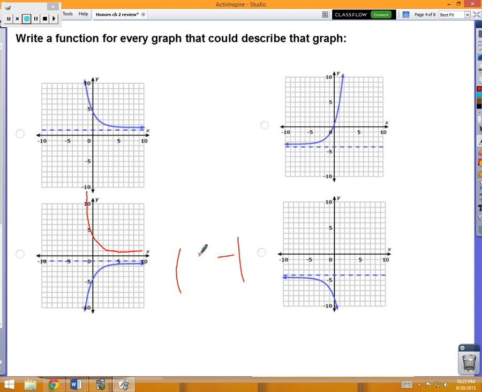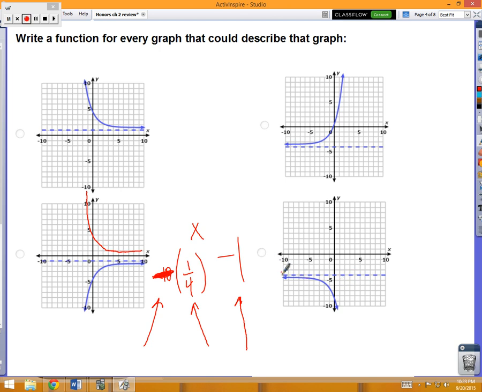So your base has to be between 0 and 1. It's got to be some kind of fraction. And then out in front, you got to have a negative. You can have a -10, whatever you want, but there has to be a negative because that's what reflects it over the x-axis. So there's 3 things. You got a negative, you got a number between 0 and 1, and this has to be a -1.